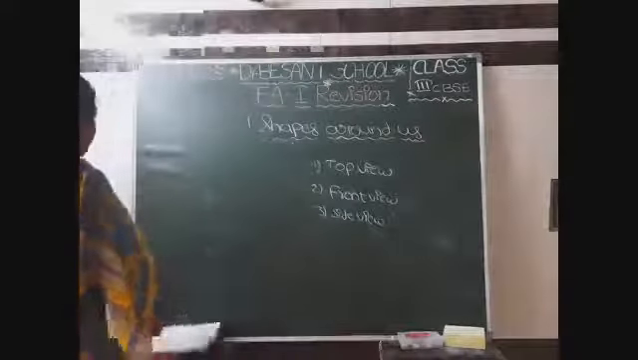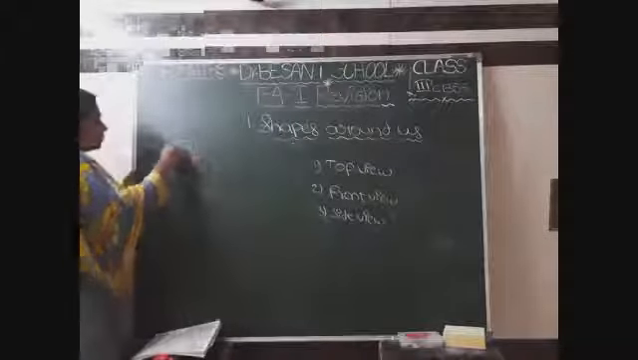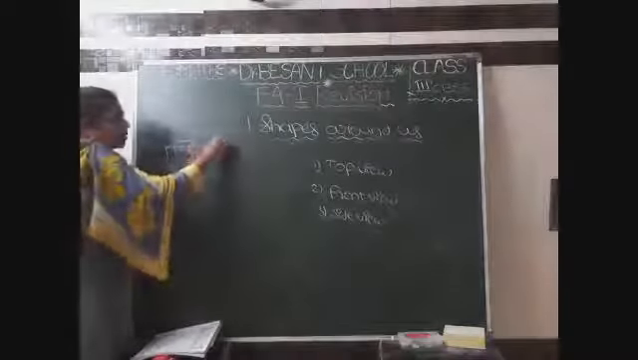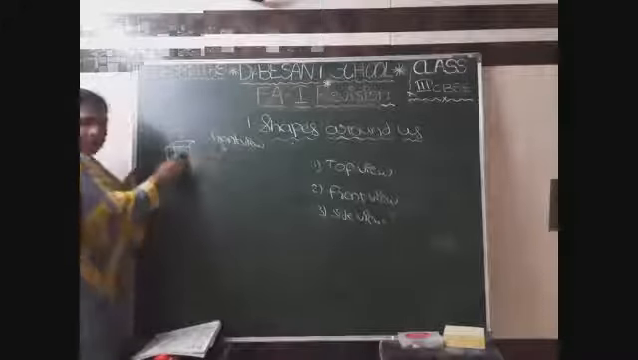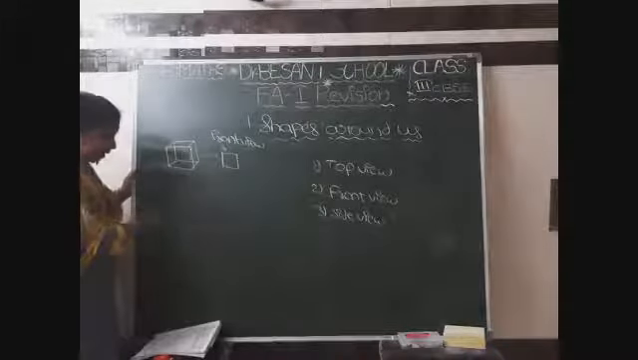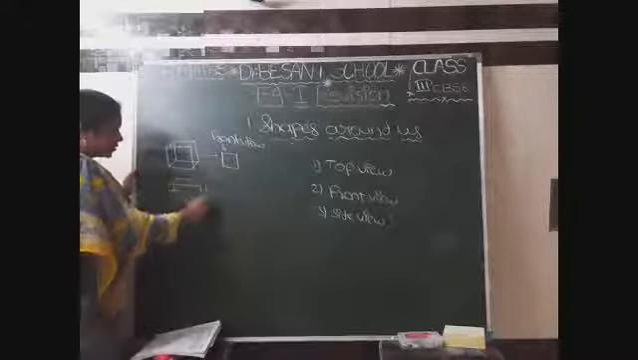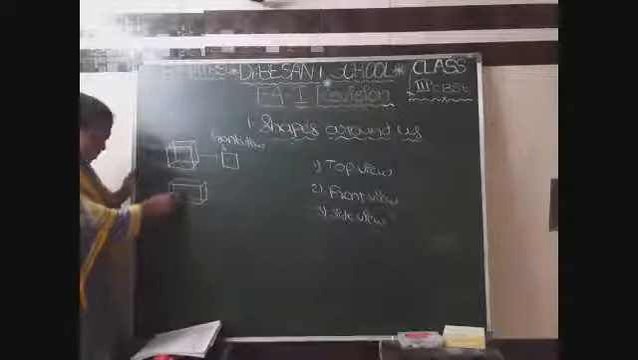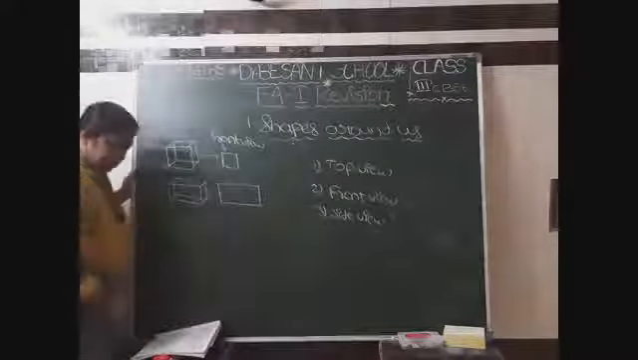Now coming to the 3D shapes. See, children, this is the cube. Now say, children, what is the front view of this cube? I am asking about the front view. Front view? Square only. So the square is the front view. Like this. Now coming to the cuboid. What is the front view of this cuboid? We can see the rectangle. This is the front view. Okay. These are about the front views.